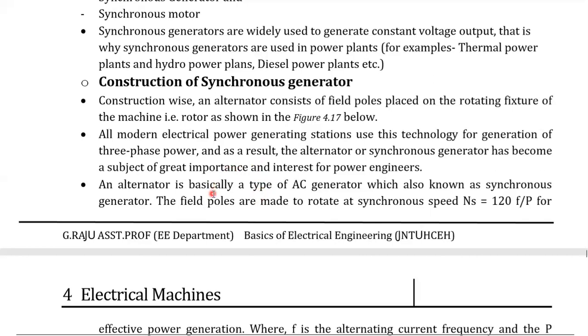Why? Because when the armature winding is placed on the stator, the amount of insulation required is less, and it is easy to place the insulation. A stationary part is easy to handle compared to a rotating part. Am I right? Controlling the winding of the stationary part is easier than the rotating part. If you use armature winding on the rotor and field winding on the stator, what happens?